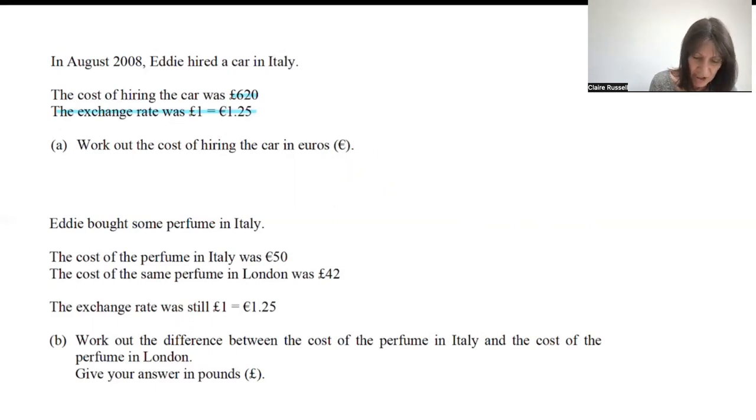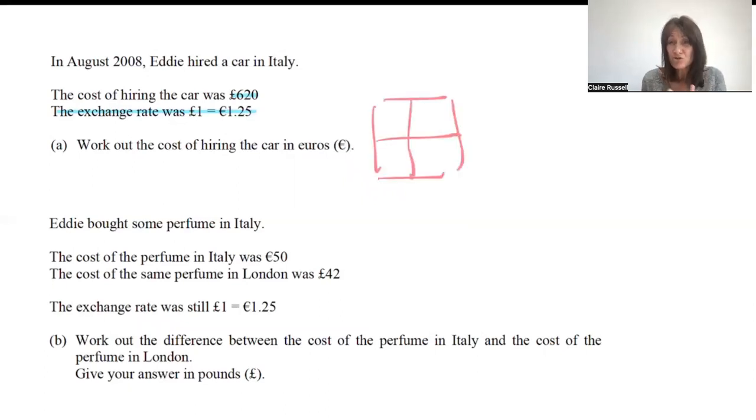So if you're someone that just struggles a little bit with organizing what to do with the numbers, that's what this does. It just structures the numbers for you. So my exchange rate, pounds to euros, I've got 1 and 1.25. The other piece of information was in pounds. So that will go into my pounds column.